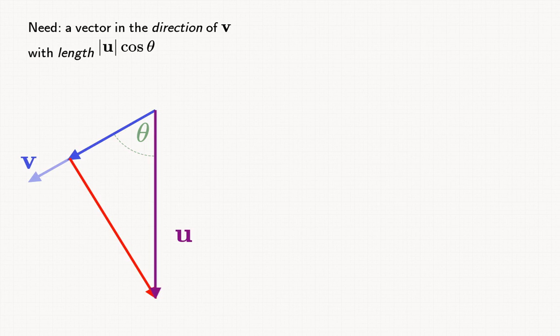Now that we've introduced the dot product, let's come back to the problem we started with. So we have a vector u and a vector v, and we were looking for a vector that's in the direction of v and with length of u times cosine of the angle theta between them. So that works out to be length u cosine theta, that's the length, and then the direction vector of v is v over length of v.